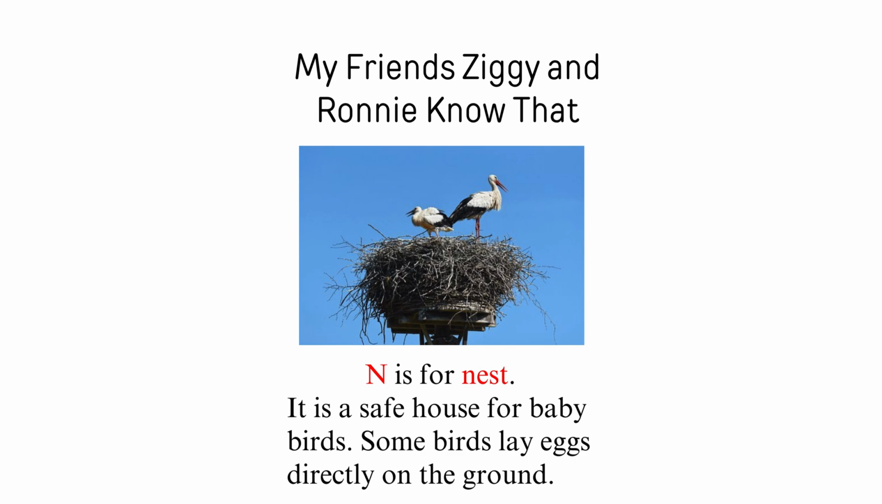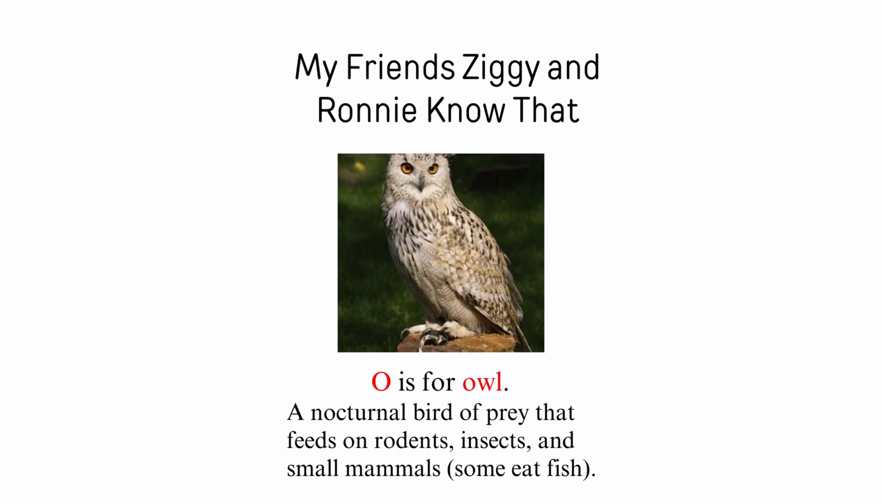What makes bird nests different from other animal nests? My friends Ziggy and Ronnie know that O is for owl. A nocturnal bird of prey that feeds on rodents, insects, and small mammals. Some eat fish. What are 3 types of owls in the area where you live?